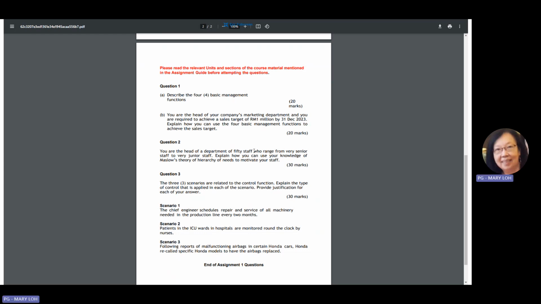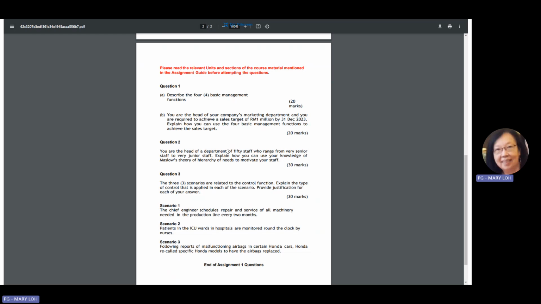Or you could be, so it says that you are head of the department. It didn't say you are head of an organization. If you said you are head of a company, head of an organization, then fine, it could be an SME. But in this case, it is department. So we think about, okay, what department? Most likely it is production department, or operations.